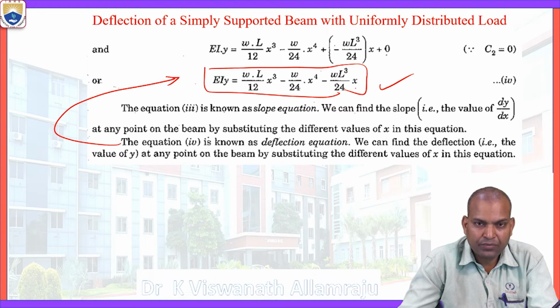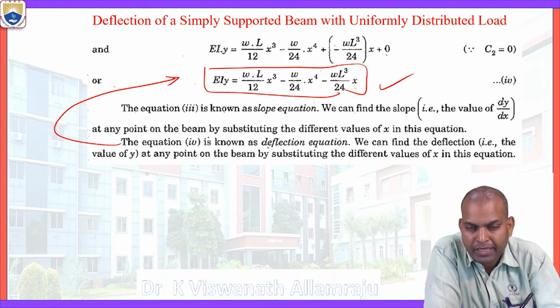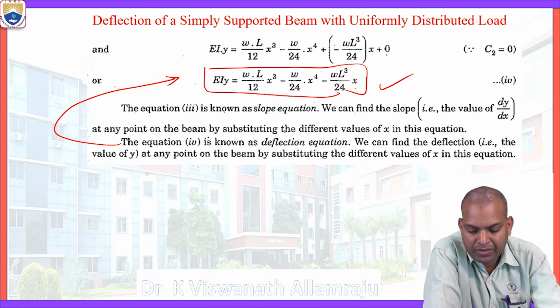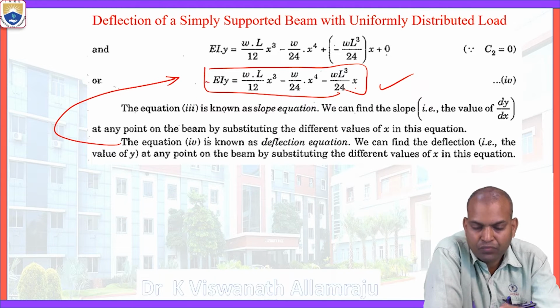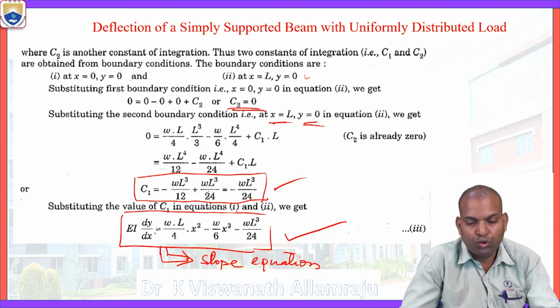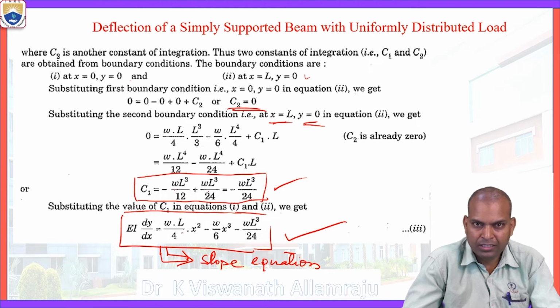So we can find the deflection, that is the value of y, at any point on the beam by substituting different values of x in equation 4. And in the slope equation, we can find the slope of the beam at different values of x.